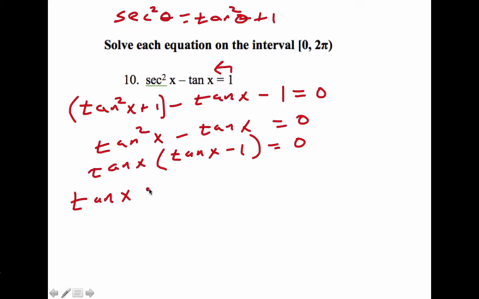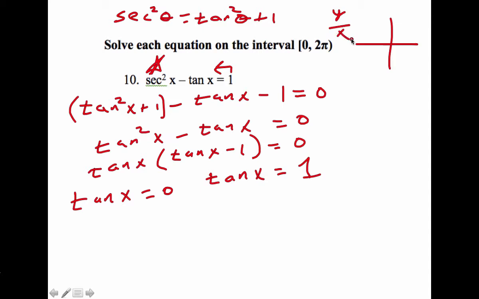But the whole key to this problem is changing secant squared into tangent squared plus 1. Because I know something about secant squared that can change to tangent, that's what makes my life easier. And now I get tangent x equals 0 and tangent x equals 1. When is the tangent equal to 0? I think that's the y coordinate over the x coordinate, if I remember correctly. So when is the y coordinate 0 and the x coordinate 1? I think it's 0 degrees and then 180 degrees.